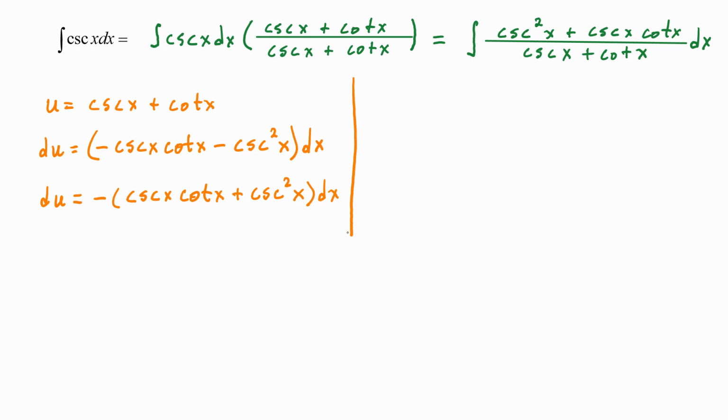So now, pretty easy to see, we almost have du. The only thing we are missing from du is this negative sign here. So we can put a set of parentheses around this numerator, multiply by -1 on the inside, and counteract that by multiplying by -1 on the outside. All this means is we multiplied by 1. Now we are ready to do the substitution.